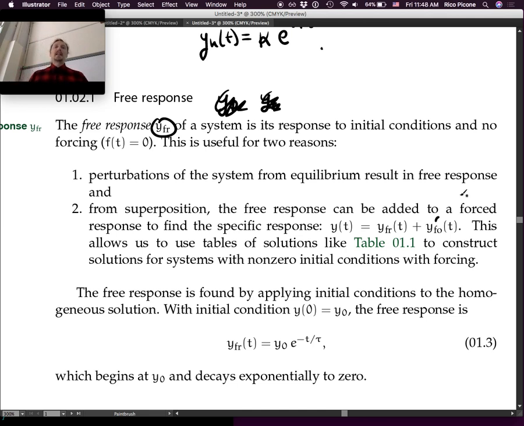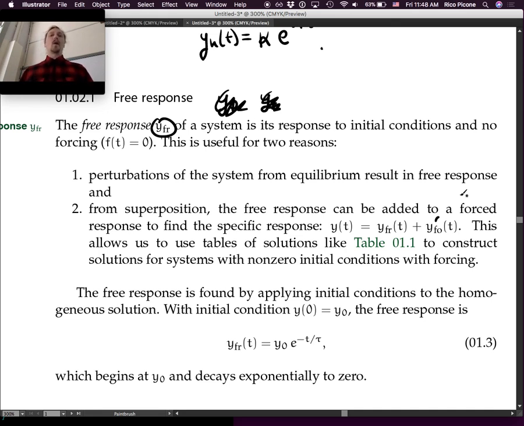This allows us to use tables of solutions like table 1.1 to construct solutions for systems with non-zero initial conditions with forcing. And so table 1.1 is on the next page, and we're going to talk more about it in a moment. The free response is found by applying initial conditions to the homogeneous solution.